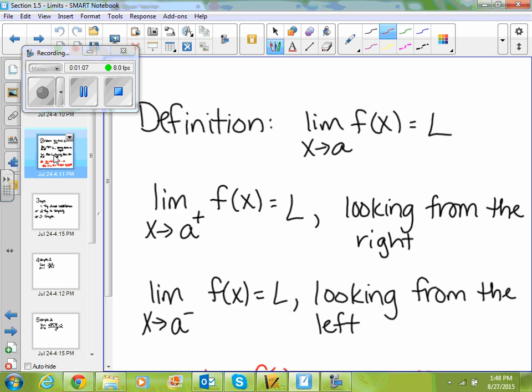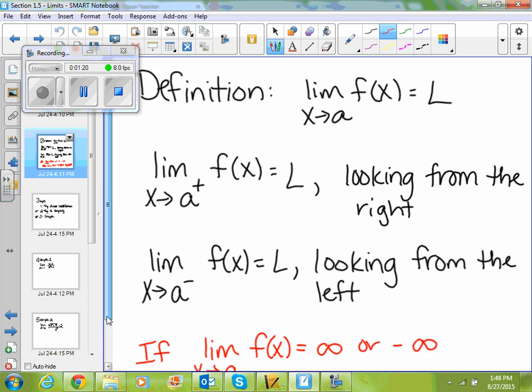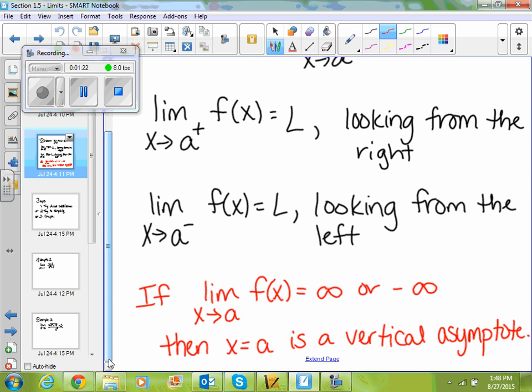So the definition of a limit says that the limit as x approaches a of some function is always equal to just some constant number. And then we also have one-sided limits, where either you're just looking at it from the positive direction or you're looking at it from the negative direction.